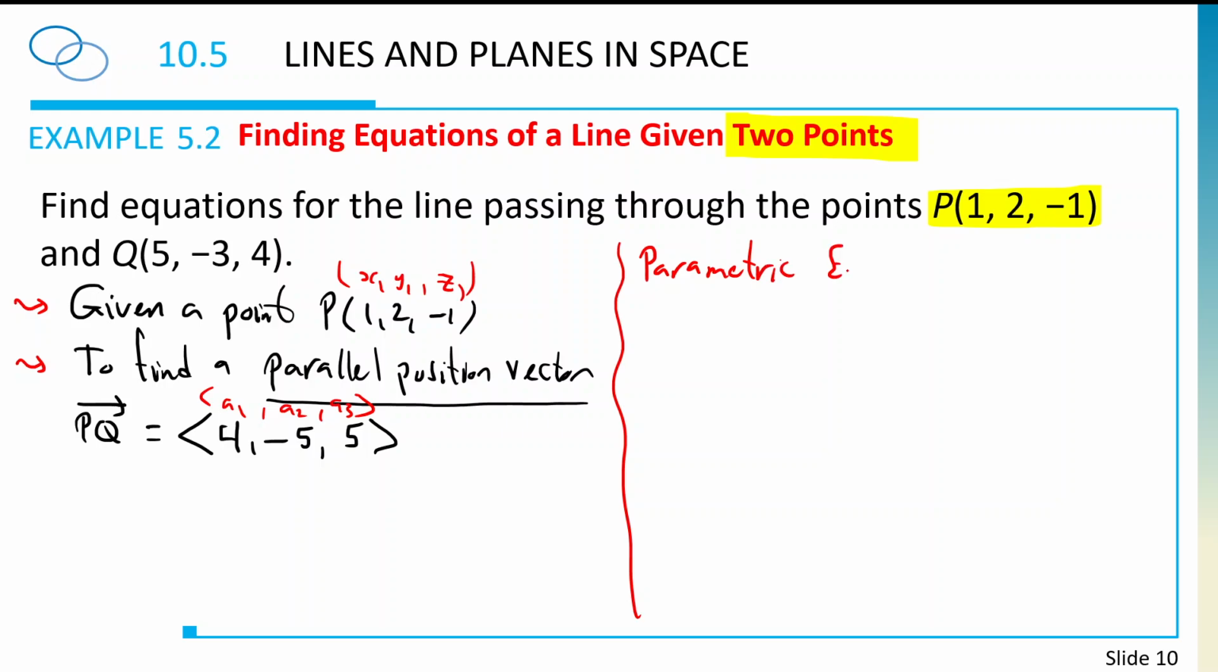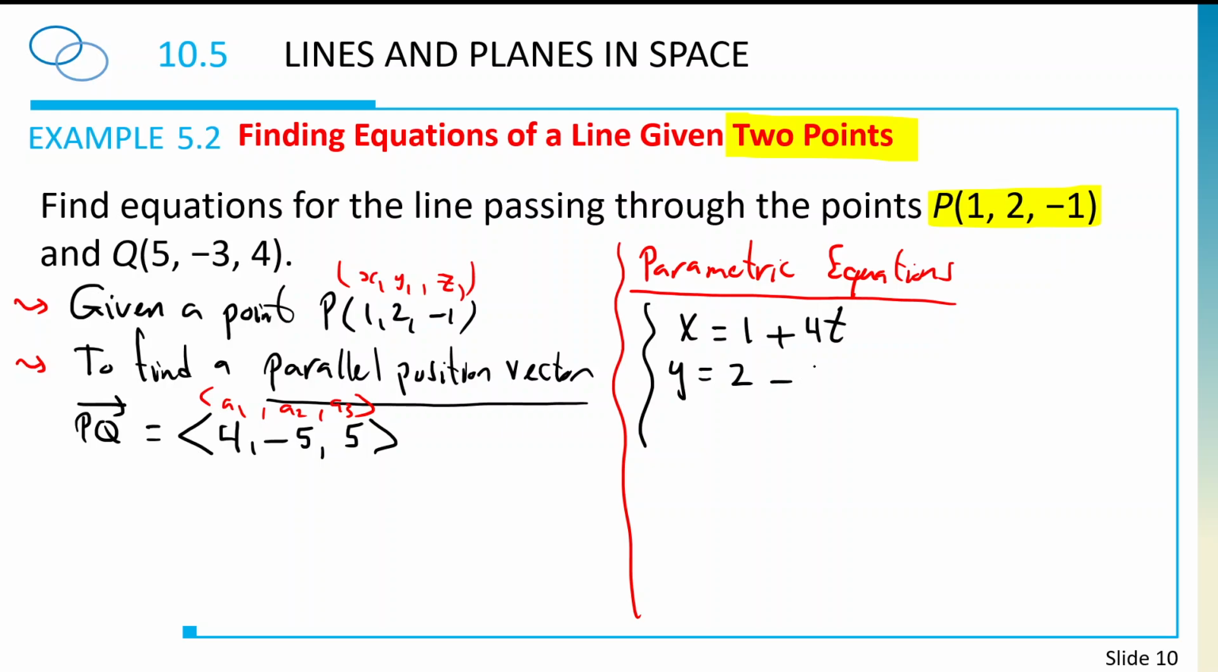Parametric equations. Okay. What are the parametric equations? Very simple. We start with x equals, we take the x, 1 plus 4t. Y equals the second component, 2 minus 5t. And z equals negative 1 plus 5t.